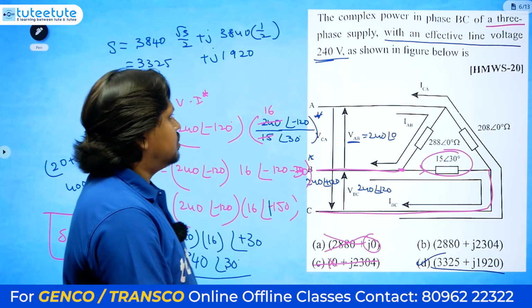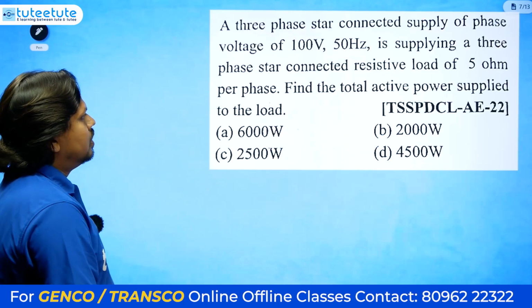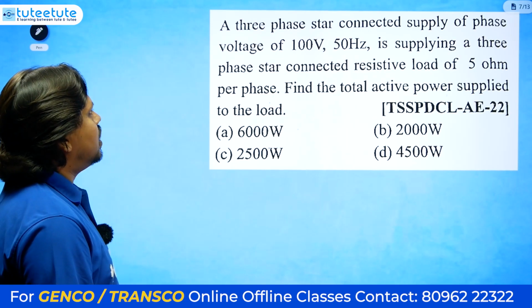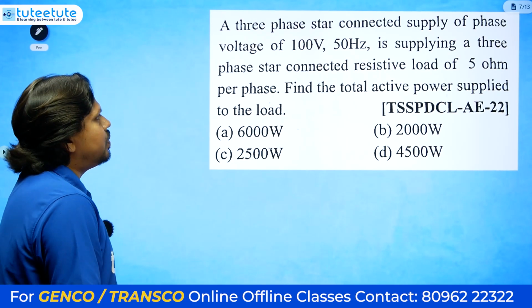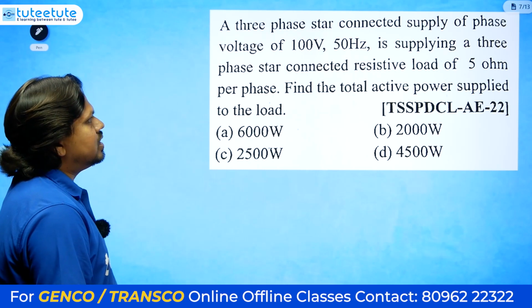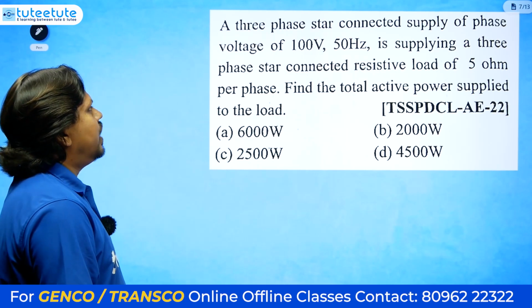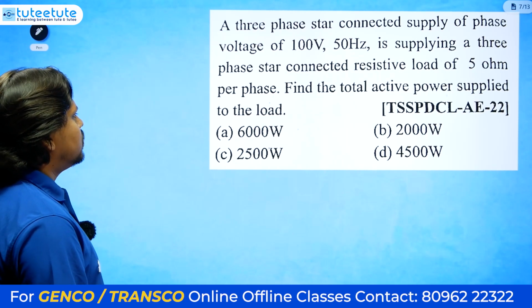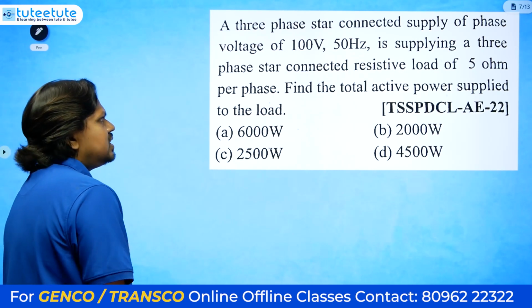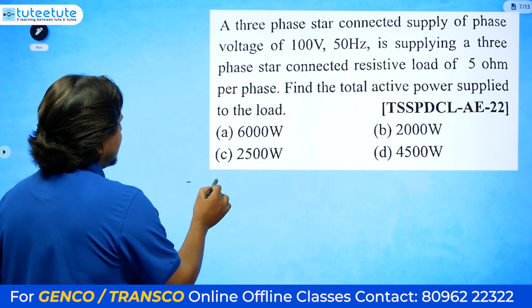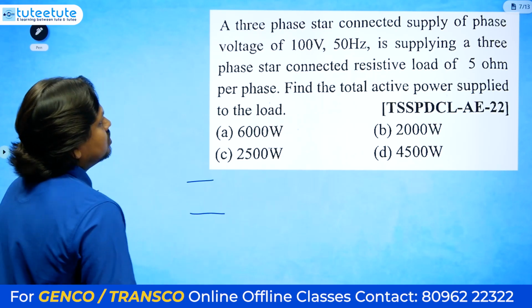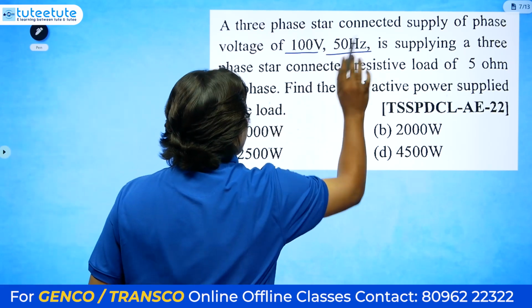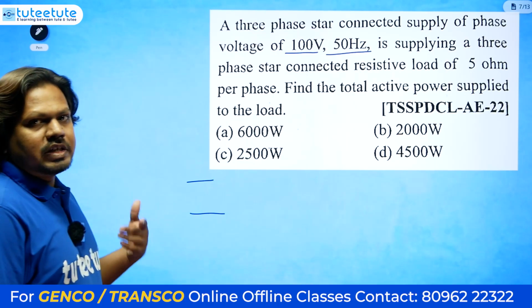Okay, the next question: a three-phase star connected supply of a phase voltage of 100 volt, 50 hertz, is supplying a three-phase star connected resistive load of 5 ohms per phase. Find the total active power supplied. So what they are asking, a three-phase star connected supply. So the supply is star connected and balanced, they have mentioned 100 volt 50 hertz, that means it is balanced only.